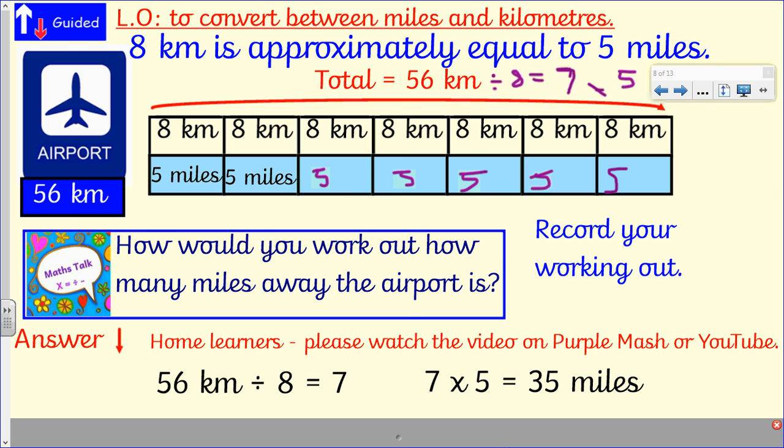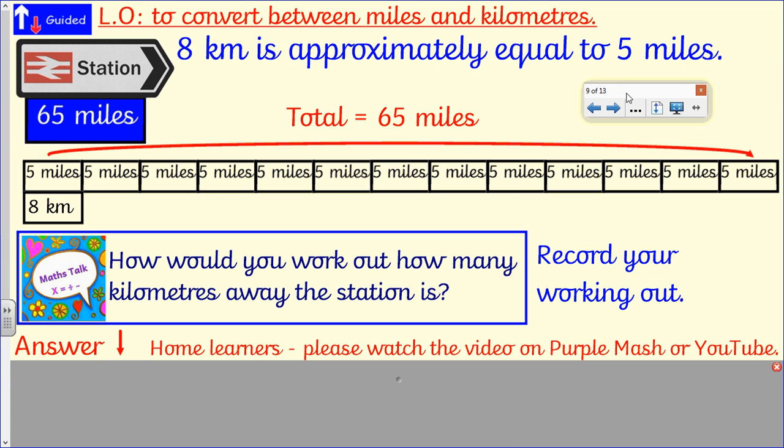Right, there's another very similar question, but just going the opposite way. So the station is 65 miles away. How many kilometers is that? So it's kind of the opposite of what we just did. I know my miles this time, and I'm trying to work out the kilometers. Before we divided by 8, but we don't have kilometers this time, we've got miles. So think about what you're going to divide 65 by.